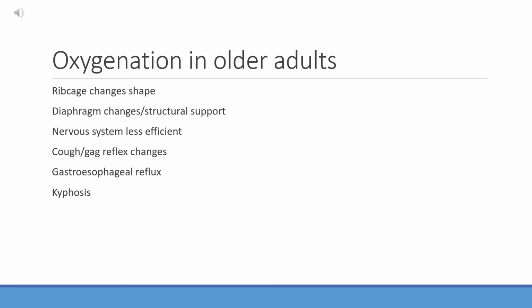Changes to the cough-gag reflex also increase the older adult's risk of choking on food, and the increased incidence of gastroesophageal reflux with age increases the risk of aspiration of food into the lower respiratory tract, leading to aspiration pneumonia. In addition, older adults should be assessed for kyphosis, which is the curvature of the spine, which can often contribute to difficulty breathing as well.